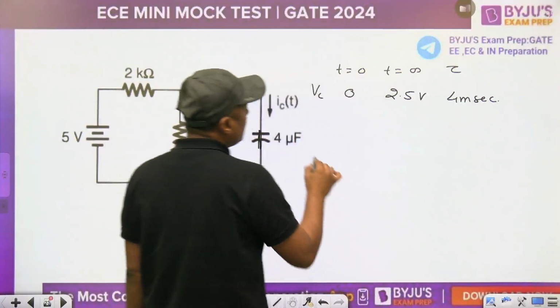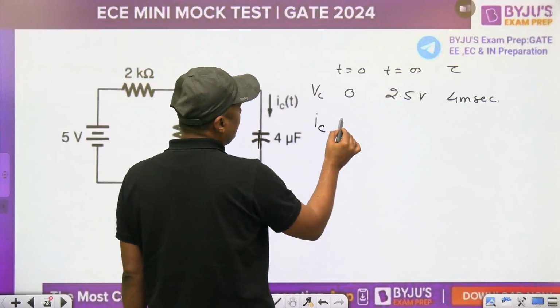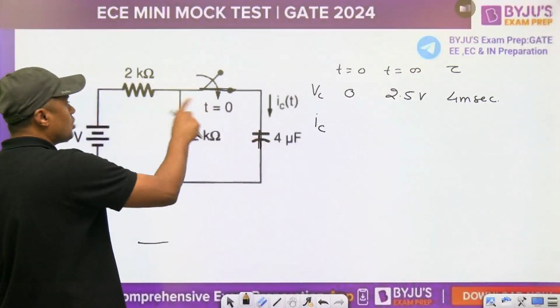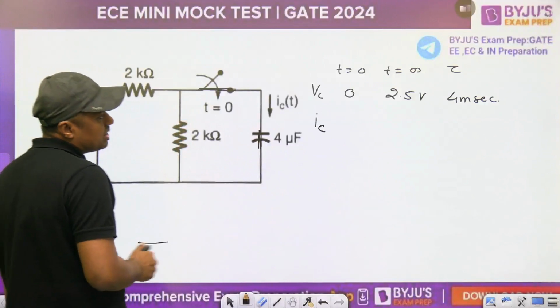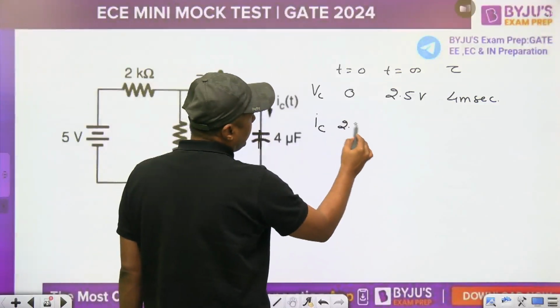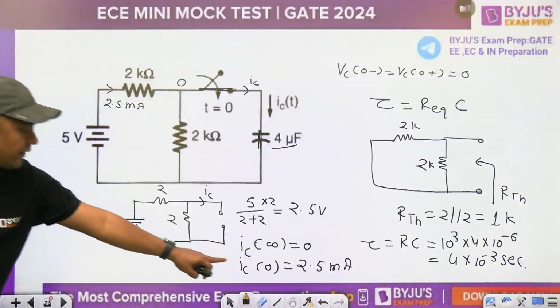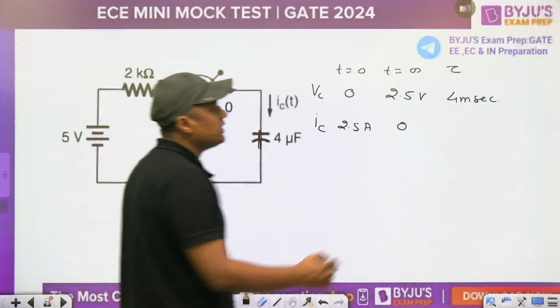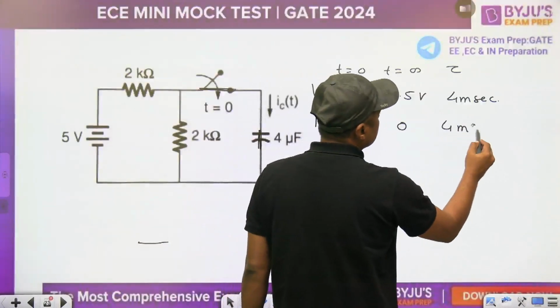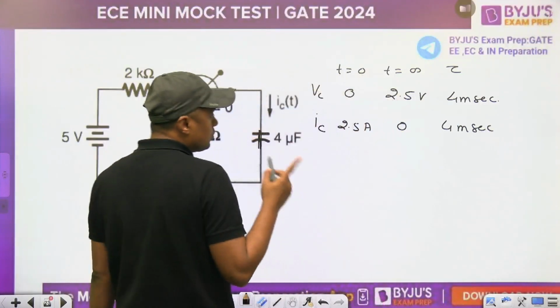Okay. Now what is the value of the current? Initial value of the current, already I have taken a short circuit, 5 by 2. So what was the initial value of the current? 2.5 ampere. What is the final value of the current? 0. This is the 2.5 ampere, 0. And what is again the time constant? 4 milliseconds. Now you can write two equations.